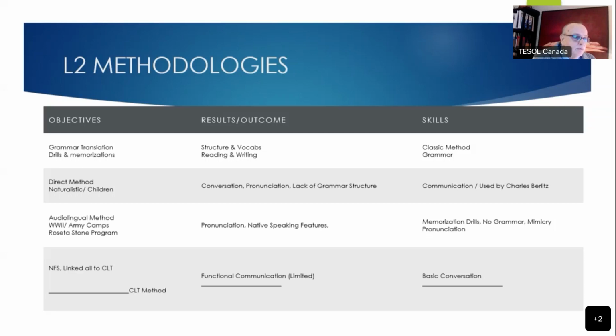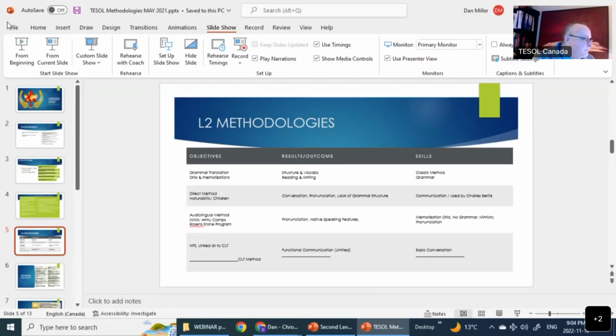And tonight we're going to move on and talk about audiolingual method, Notional Functional Syllabus, NFS, which stands for Notional Functional Syllabus, and the Communicative Language Teaching, CLT. We're going to be focusing on those three tonight. But first, I'm just going to end this slideshow, and we're going to have a look at a couple of other items first before we come back to that PowerPoint and look at those other things.